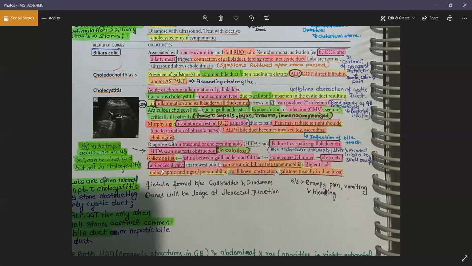And apart from that, when you visualize the patient's X-ray, you will see air in the bile tree, because a connection has happened between the GIT and the bile tree. The air will leak into the gallbladder and the biliary tract, so you will see free air within the biliary tract. A patient with signs and symptoms of obstruction like nausea, vomiting, constipation, and abdominal distension, you will know the patient is having a gallstone ileus. So please note where the fistula forms and where the stones are lodged, right?